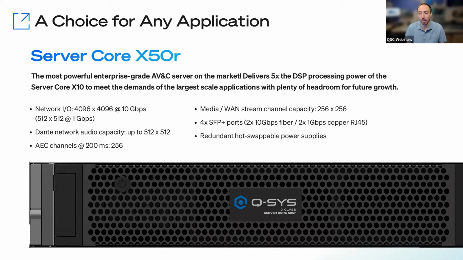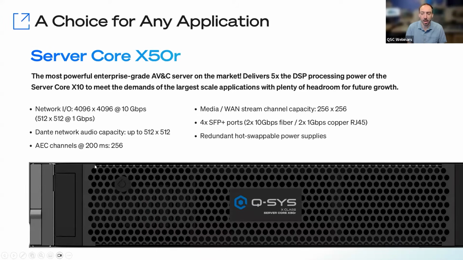If you're running at that standard QLAN 1 gig per second backplane everywhere, you get 512 by 512 channels. Dante capacity is 512 by 512, regardless of whether you're running on the fiber network or the 1 gig network. You can still use all 512 of those channels. 256 AEC channels. This also comes with those redundant hot swappable power supplies.